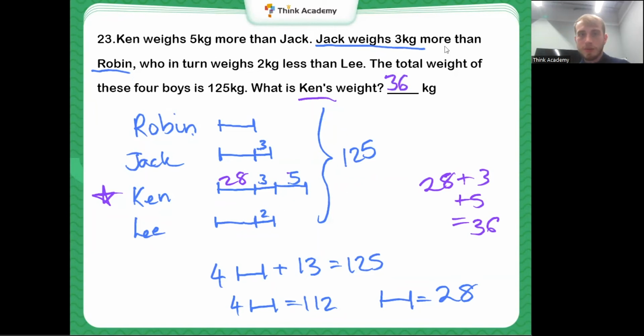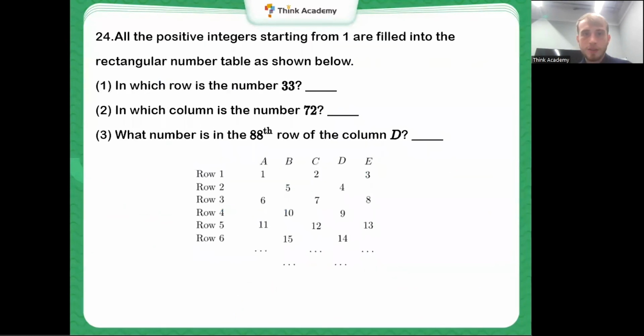Right, almost there. We've got 10 more minutes. Question 24. All right, this is a cycle problem question. It's quite a complicated one because you've got a hard cycle to spot. All of the positive integers starting from 1 are filled into the rectangular number table as shown below. In which row is the number 33?